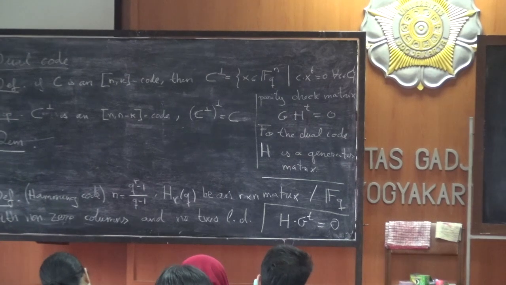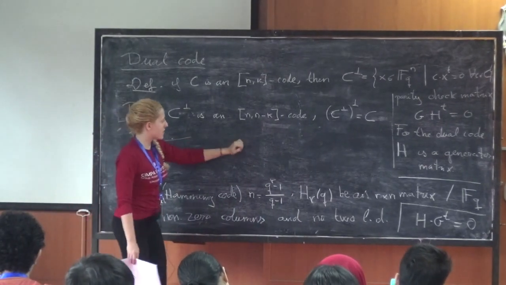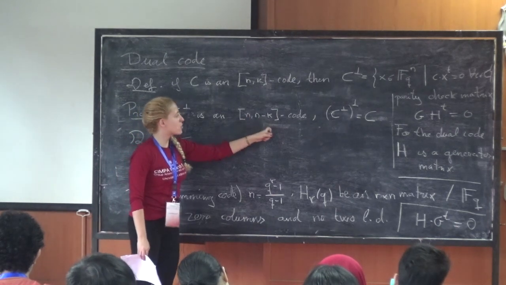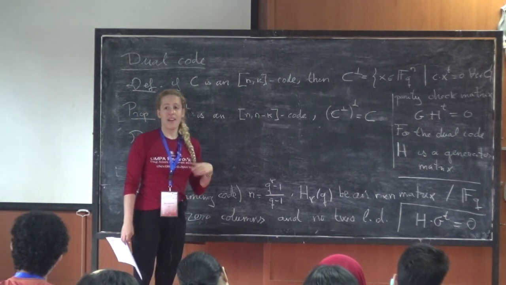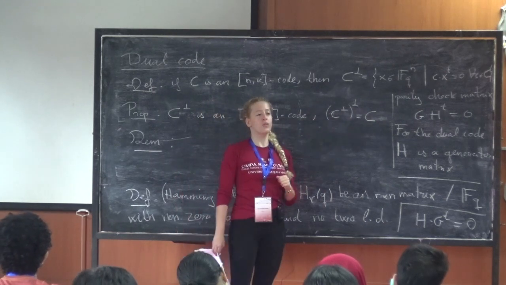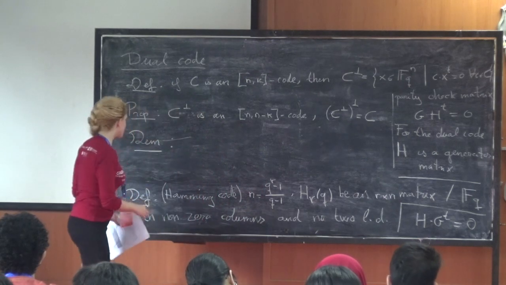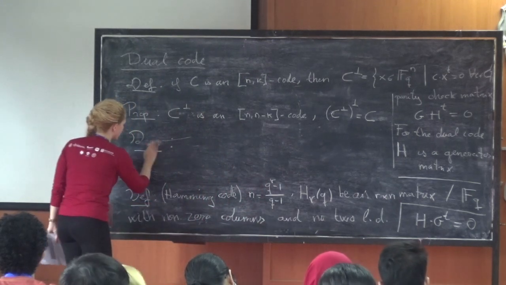What I say in this proposition is that the parameters of the dual code are those ones: it is an (n, n minus k) code, and the dual of the dual is equal to the original code. So let's prove this. Proof.